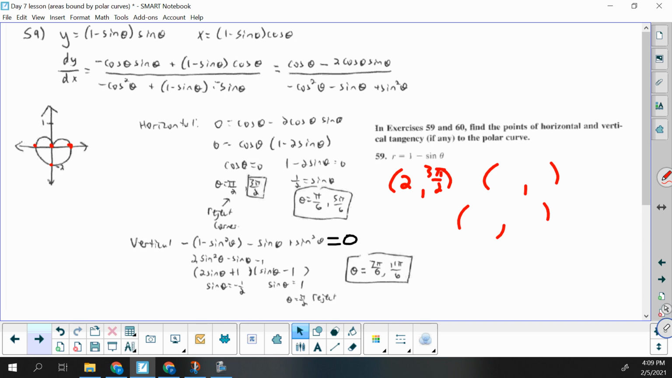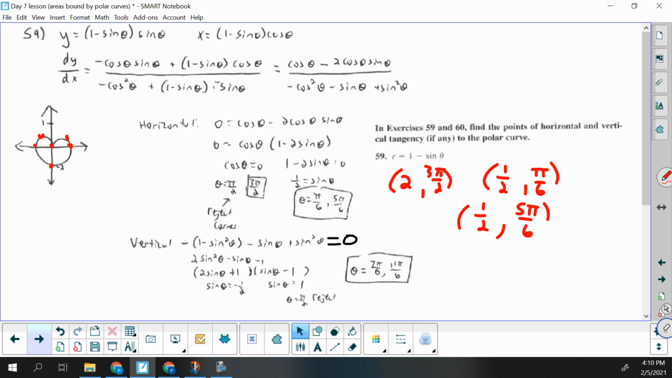When you do pi over 6, sine of pi over 6 is a half, 1 minus a half is a half. 5 pi over 6 is also a half because it's a 30-degree reference angle in the second quadrant. 1 minus a half is a half. So those are the actual points of horizontal tangency that we have. So that's that bottom one. That would be like here and like there or so, wherever that is on the graph.